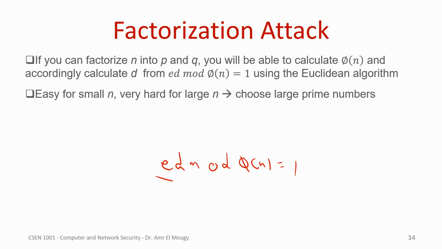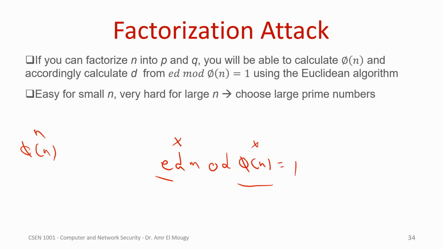E is known. E is the public key. But nothing else in this equation is known. Remember, you don't know phi n. You know n, you don't know D, and you don't know phi n. So the factorization attack goes into obtaining phi n given n.